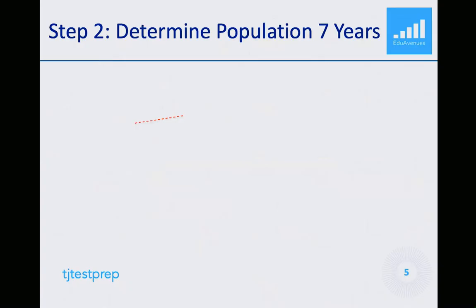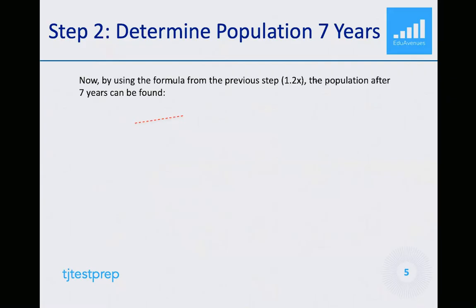Okay, to solve the problem, we can start by using the formula from the previous step, 1.2x. And then we can find the population of penguins after 7 years. As mentioned by the problem, we will first start with 1,000 penguins and then multiply that by 1.2. This gives us 1,200 penguins remaining after the first year.